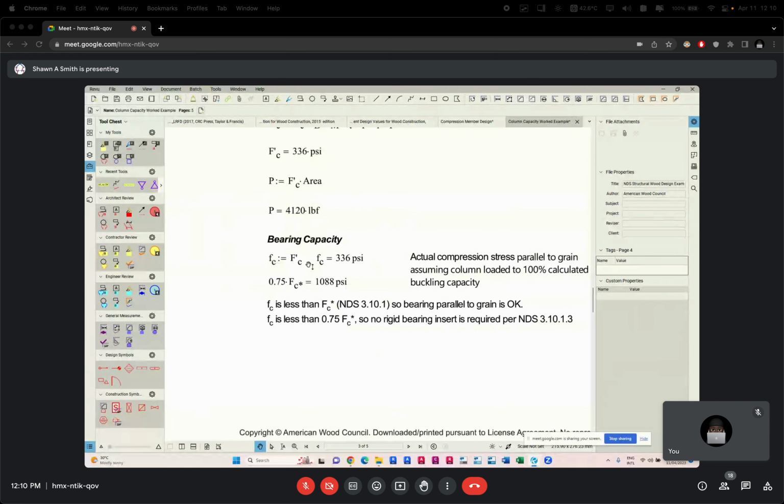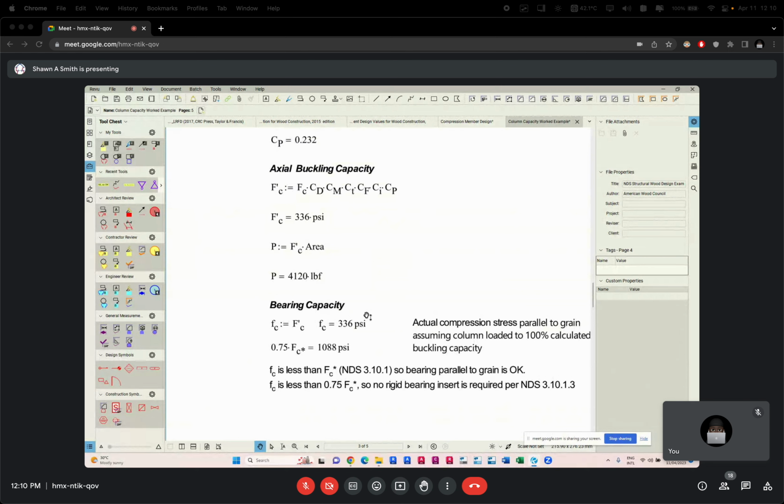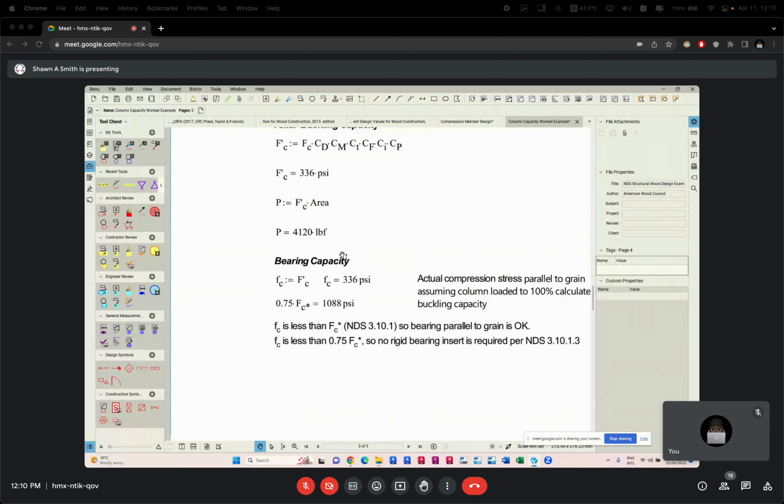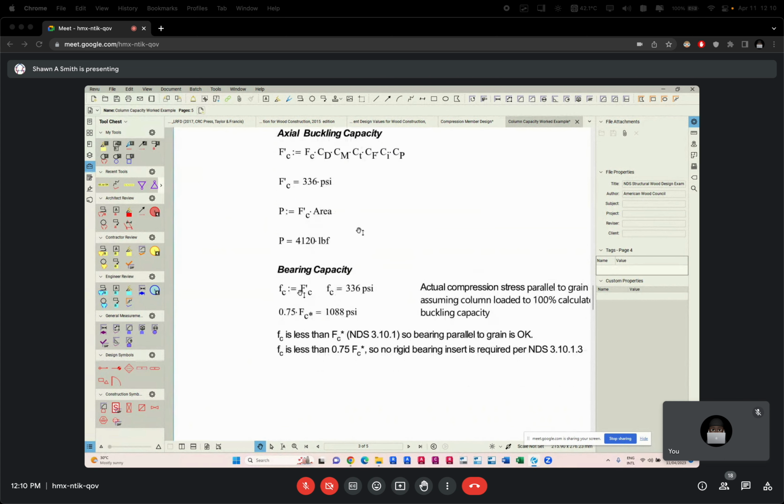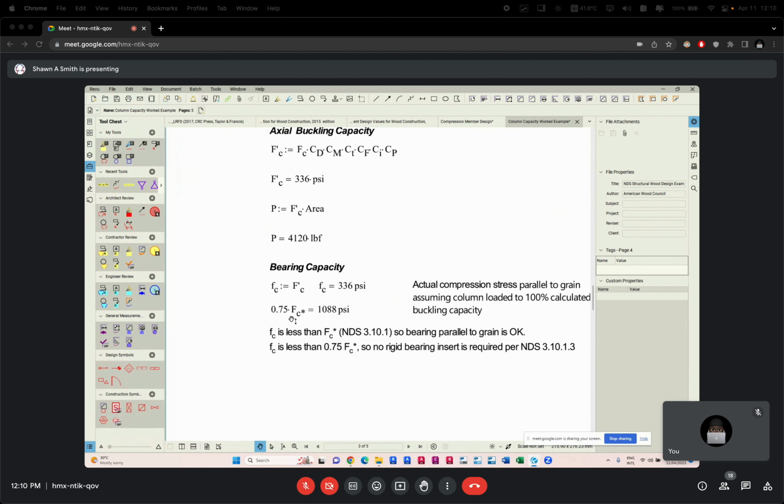This bearing capacity is actually taking this stress. Where is it? F prime C. This one. But you can take up there. And applying 0.75 to it.